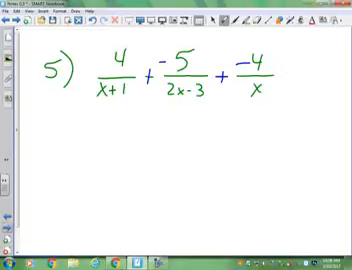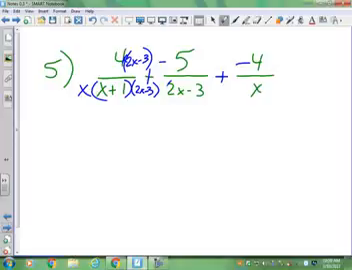Now I have 3 different denominators. What does this need? 2x minus 3. All right, so we need a 2x minus 3 on top and bottom. Anything else? And an x. So I'll put that out here with the 4. I really should have spaced that out more. Oh well. What does this one need?